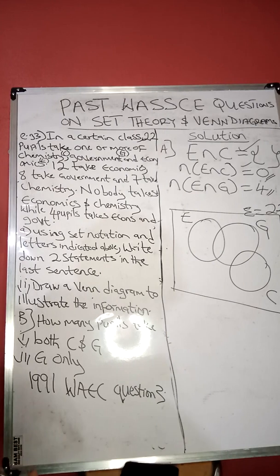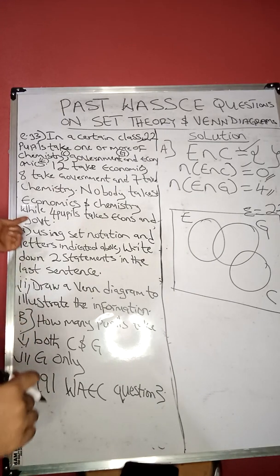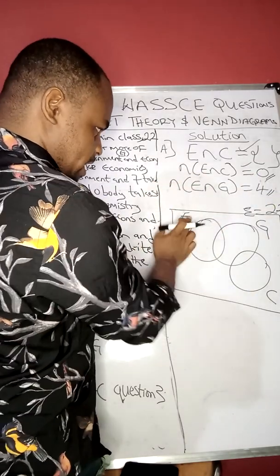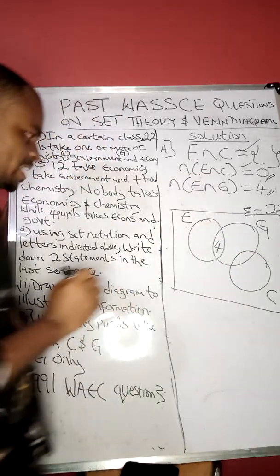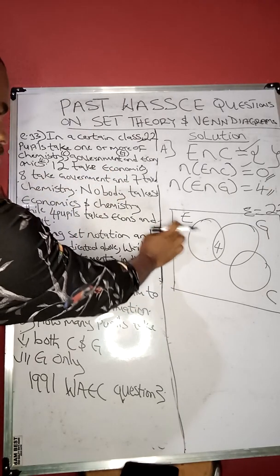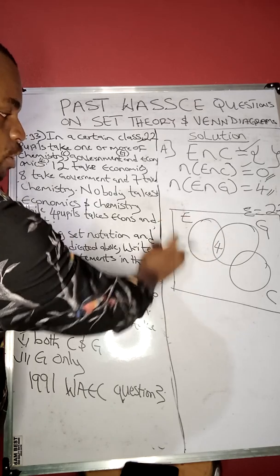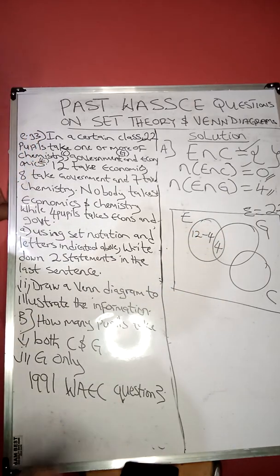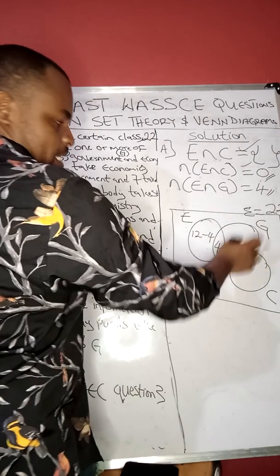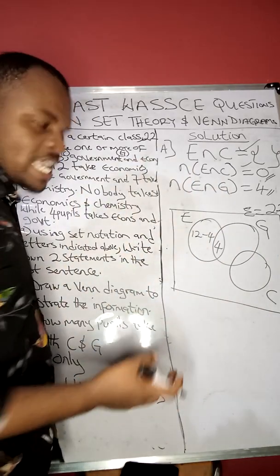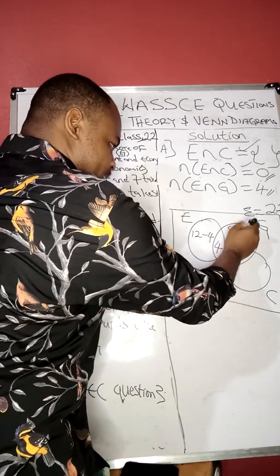All right, so let's continue with the question. Remember that we already said the number of elements in E intersection G is 4. E intersection G is 4, where they intersect. The next is, 12 take economics. The number of elements in economics is 12. I've already written 4, so here will be 12 minus 4. Take note of that. The other one is, 8 take government. Look at government. This circle here is 8. Everything here must give me 8. I already wrote 4, so here will be 8 minus 4.